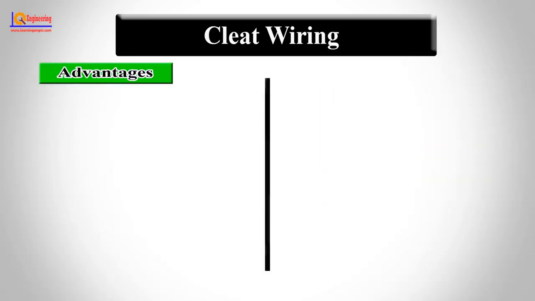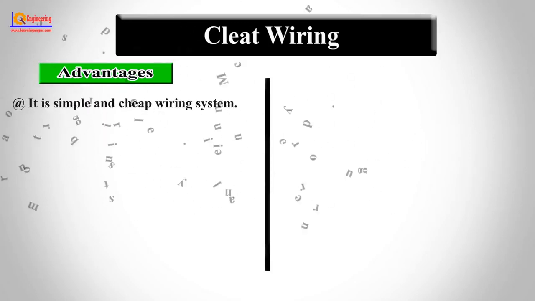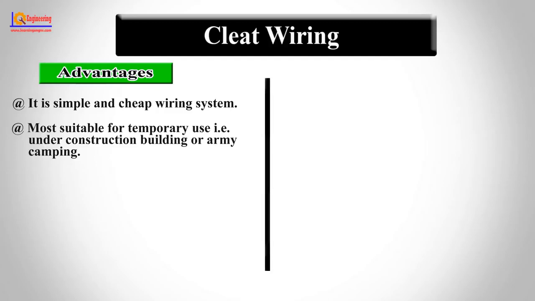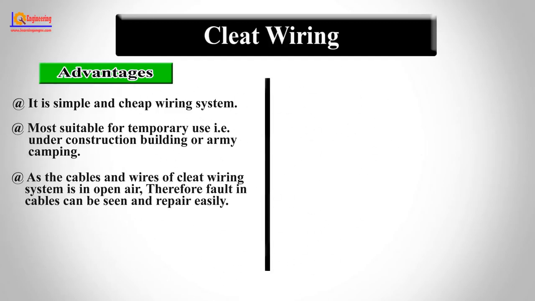Some advantages of cleat wiring. It is a simple and cheap wiring system. Most suitable for temporary use, that is, under-construction buildings or army camping. As the cables and wires of the cleat wiring system are in open air, faults in cables can be seen and repaired easily. Cleat wiring system installation is easy and simple.